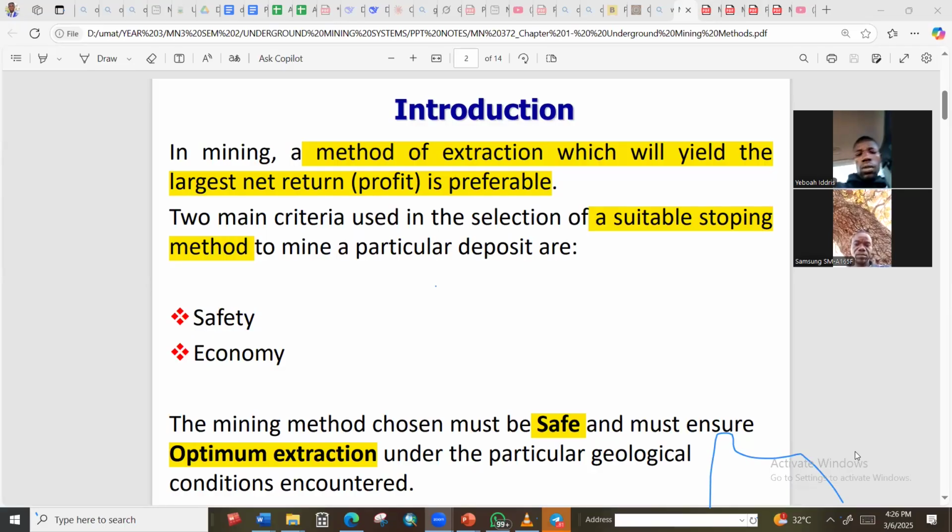method. In mining, a method of extraction which will yield the largest net profit is preferable. So if you are practicing mining, you always select a method that will help you gain the highest amount of money, or the largest profits. So if you are a mine manager or working in a mine, and in the future you are asked to join a mine planning team or any other team, let's say an exploration team, and you are supposed to select a particular method for mining, there are two things that you have to look at, especially when you are selecting an underground mining method.